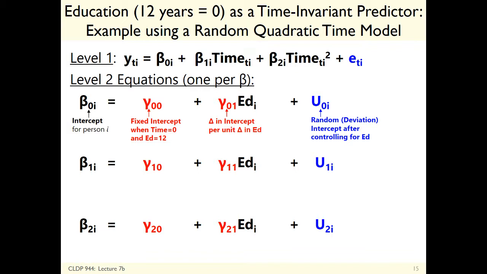So U0 used to be how far off my intercept was from the average intercept. Now U0 is how far off my intercept is from the conditional average given by my predictor. So you can think of U0 as representing deviation among people with the same education level. I've already adjusted my intercept for the difference between high school and college and whatnot, but that doesn't explain all the reasons why the intercept differs. U0 is the deviation from the conditional intercept given by my predictors.